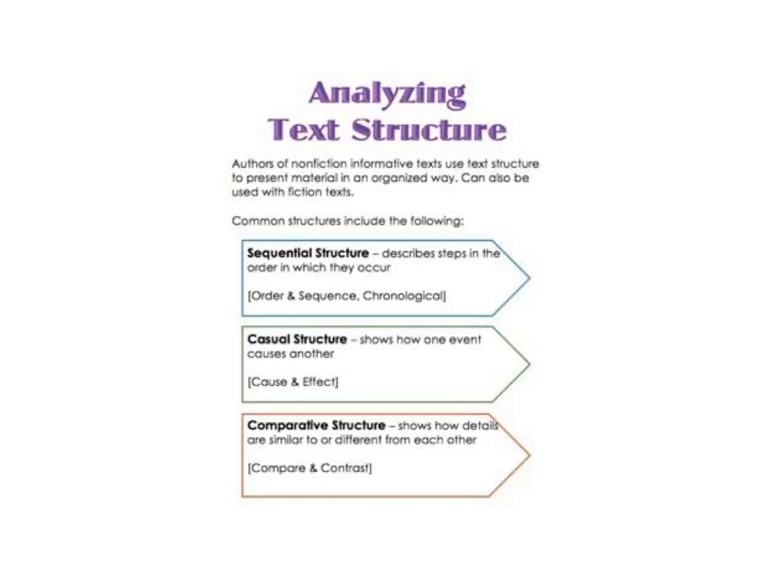The text structures they use for nonfiction can also be used for fiction texts. Some common structures would be sequential structure, which describes steps in the order in which they occur, in sequence or chronological. Causal shows how one event causes another, which is cause and effect. And comparative structure shows how details are similar to or different from each other, which would be compare or contrast.